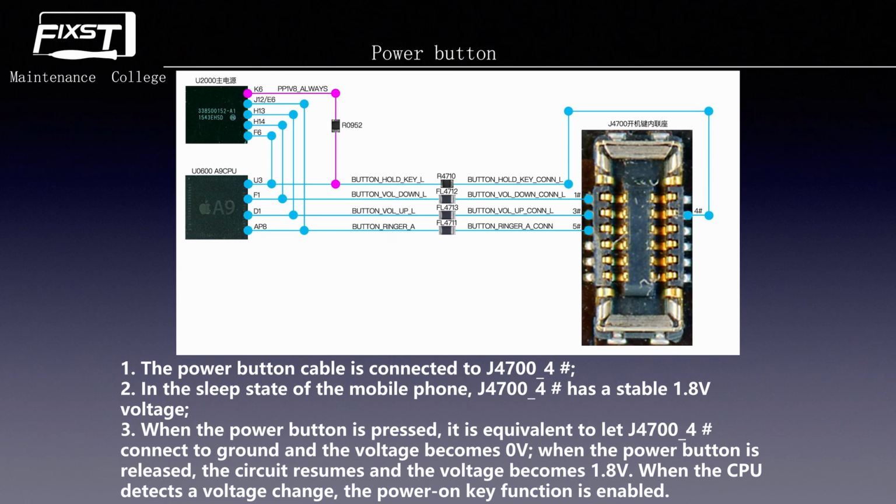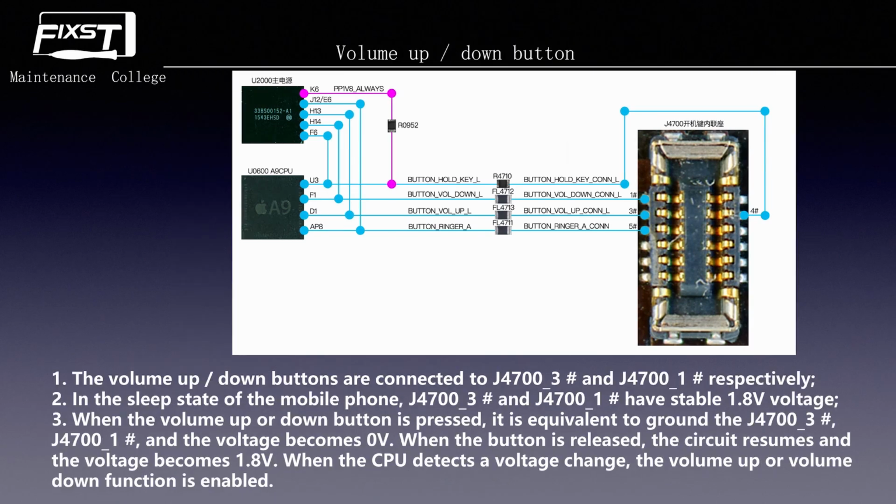Okay, this is the principle of the power button. Now we talk about the volume up and down buttons. As you can see, the principle of this function is the same as the power button. After the phone is turned on, the volume up and volume down buttons have a stable 1.8 volts. But when we press the button, this line connects to GND and the voltage becomes 0 volts. The CPU detects that the voltage on this line has changed, thinks that you want to use this function, and the phone will turn the volume up or down.